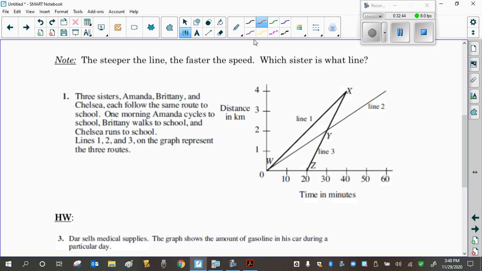Okay, let's start with the steepest, and I would say cycling is the steepest line. So if I look at this line and this line and this line, line 3 is the steepest. So Amanda cycles. And running is certainly faster than walking, so running would be next steepest line. And that would be this one. So Chelsea, leaving Brittany as the professional walker. And there we go.